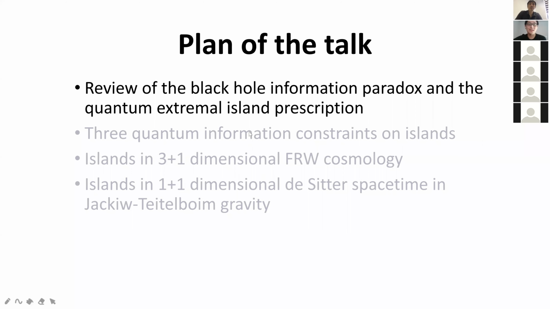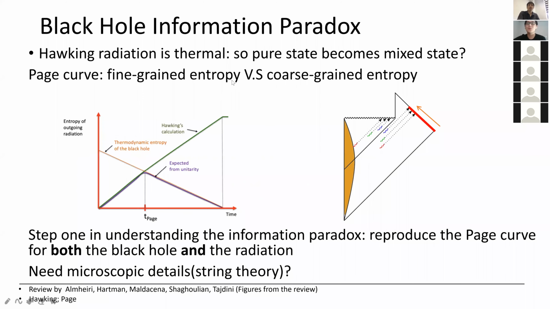There was an exciting development last year in the understanding of the information paradox and these island ideas. So what actually is the information paradox? To summarize in one sentence, Hawking discovered in his groundbreaking work that black holes evaporate. And the radiation spectrum is thermal.